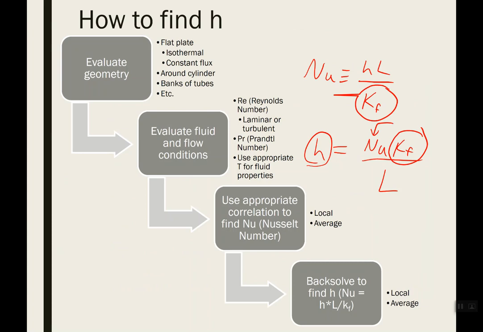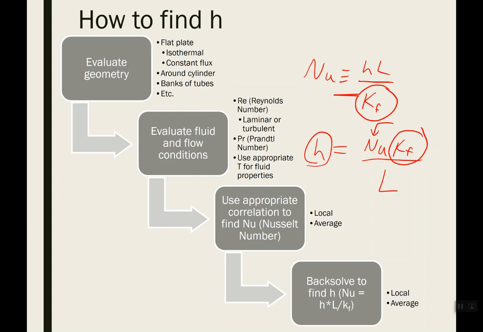This outlines the procedure. A big part of what we deal with in convection is going to be finding h. So h is our convection heat transfer coefficient. Up to this point, h has just sort of been given to you, and you might use it in an energy balance or as a boundary condition. But now we're actually going to figure out how to calculate h.